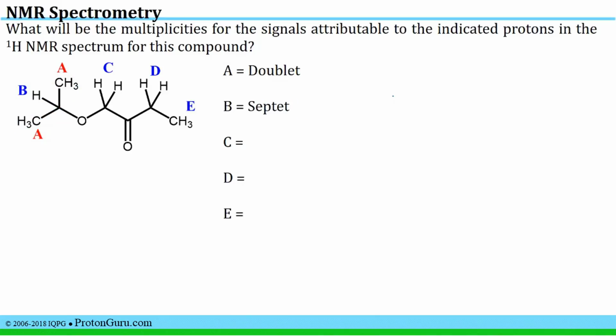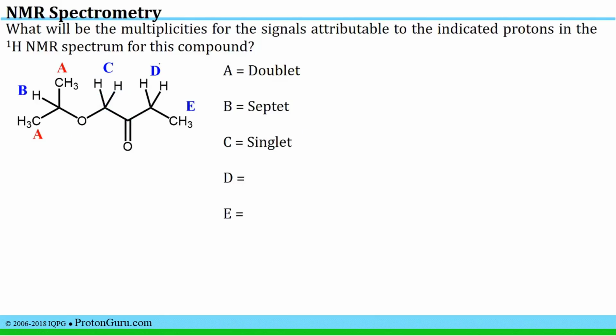Now we look at signal C. Well, these protons that give us signal C are sitting on this carbon. That's not a carbon, therefore we only have 1 neighboring carbon, and it has 0 protons on it. So the multiplicity for signal C is n plus 1. Here the n is 0. The multiplicity is 1. A signal with a multiplicity of 1 is called a singlet.